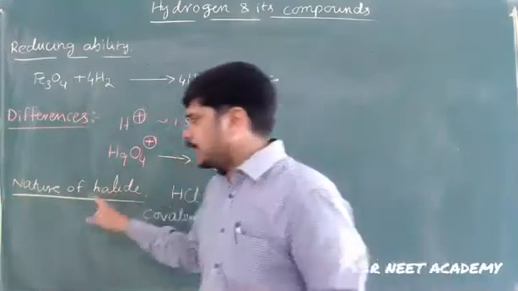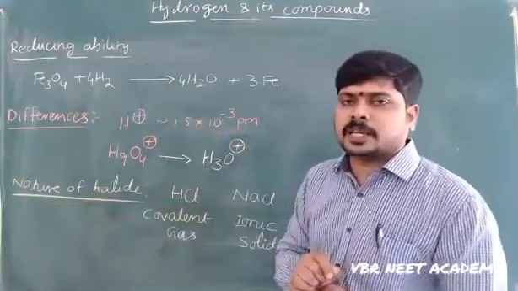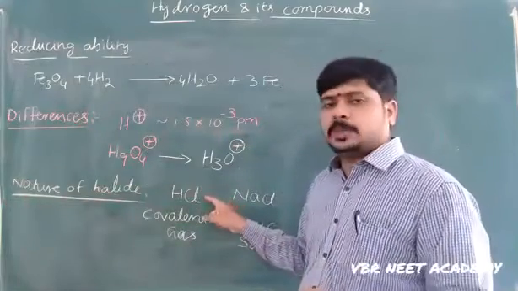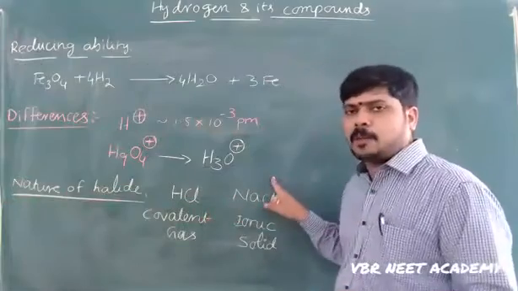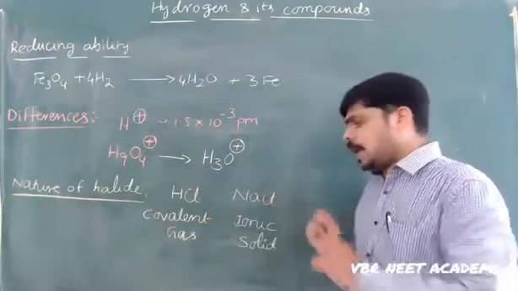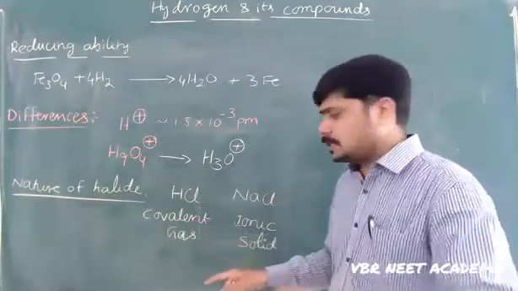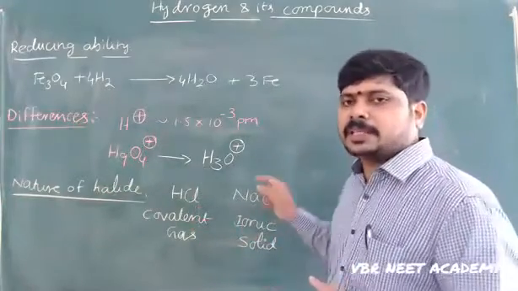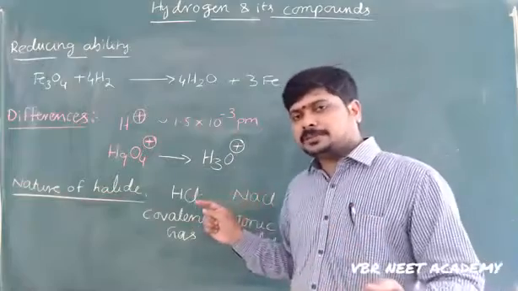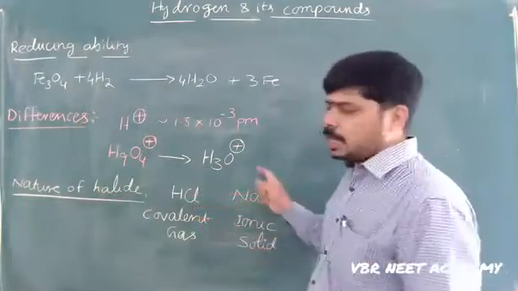That is the difference we have discussed. And the next one is the nature of halides. When you discuss the nature of halides, HCl is covalent in nature, whereas NaCl formed by sodium is going to be ionic in nature. HCl exists in the gaseous state, whereas NaCl exists in the solid state. So these differences make hydrogen not supposed to be kept along with alkali metals.